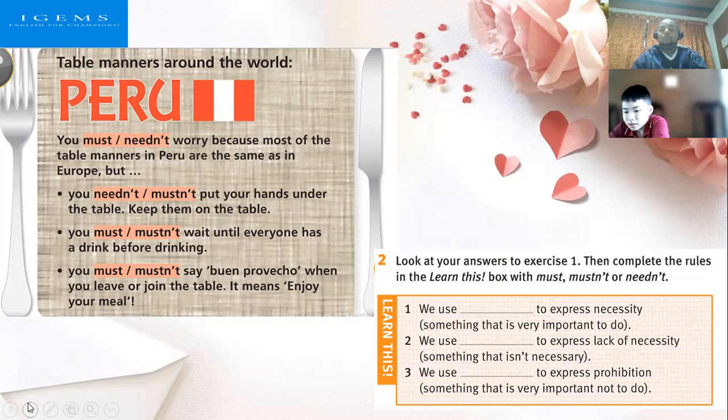Let's continue. All right. We use must to express necessity. Number two, we use needn't to express lack of necessity, something that isn't necessary. Finally, number three, we use mustn't to express prohibition, which means something that is very important not to do.